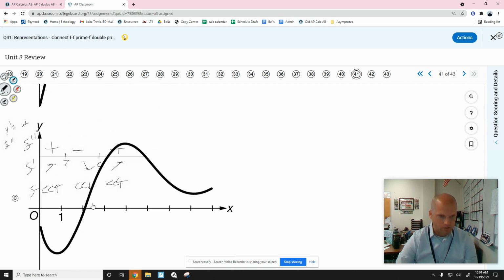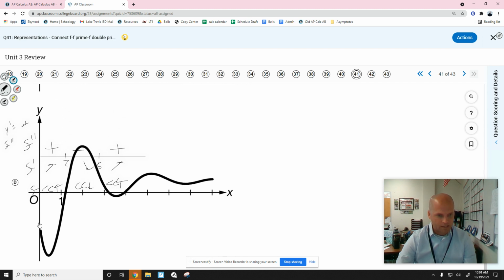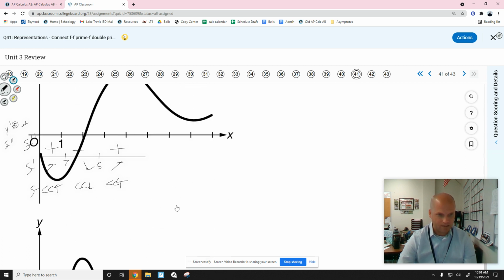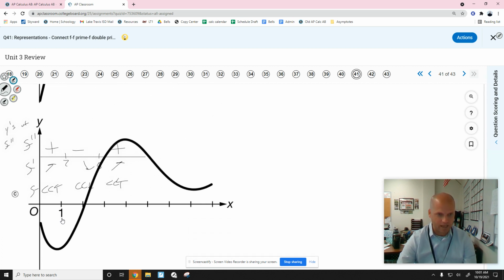Concave up until around 2. Concave down until around 5. Oh, I like this graph, just based on its concavity. Concave up until around 1, then it's concave down, and then it's concave up, then it's concave down. Yeah, it's not D, it's C, right? This has the correct concavity.